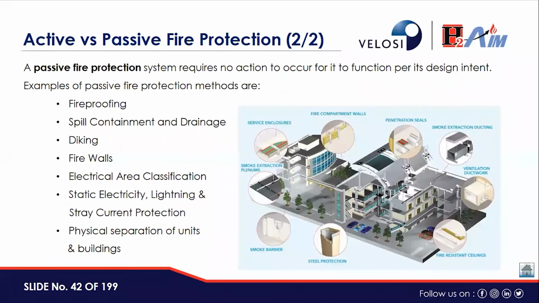Then the passive fire protection system. A passive fire protection system requires no action to occur for it to function per its design intent. Examples of passive fire protection methods are fireproofing, spill containment and drainage, diking, firewalls, electrical area classification, static electricity, lightning and stray current protection, and passive fire protection also involves physical separation of units and buildings.